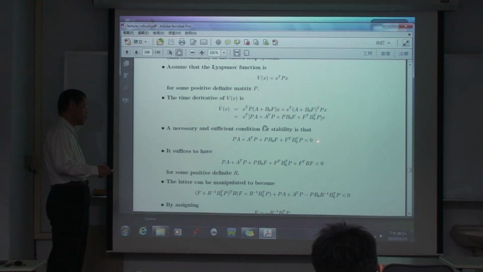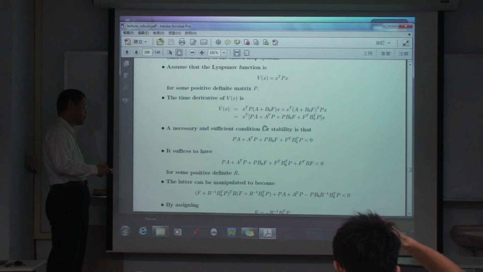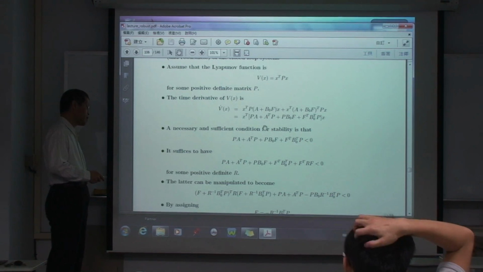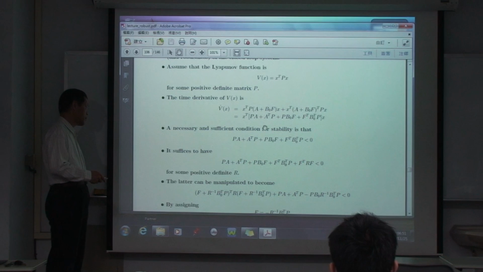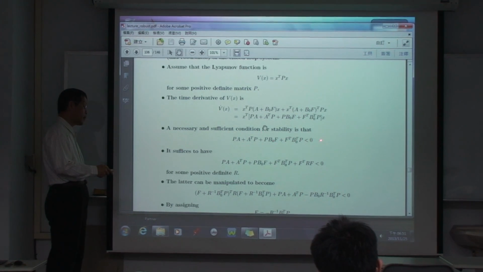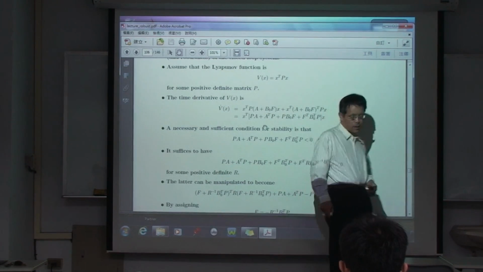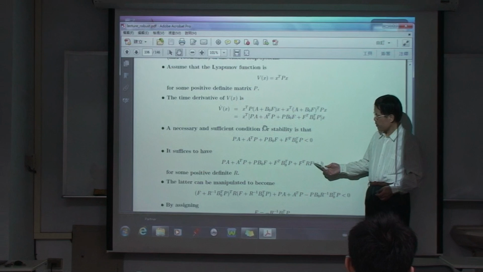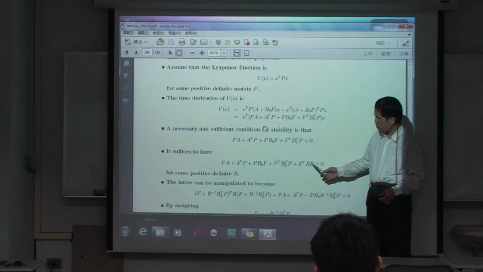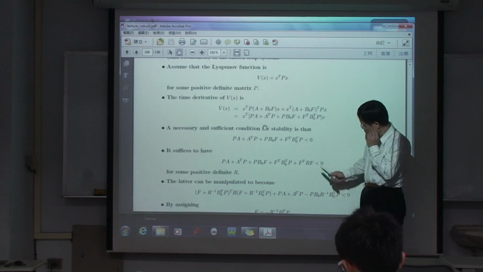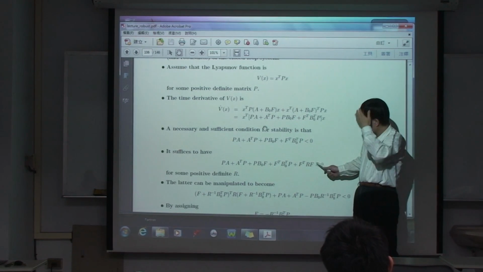And for this one to be less than 0, that means for this term to be negative definite, one sufficient condition is that I could add another term. Because this is a negative number, if I add something to this negative number, it is guaranteed. That means this will be a sufficient condition for that. Because this particular term, F transpose RF, will be greater than or equal to 0, because R is a positive definite matrix. So this term will be greater than or equal to 0.